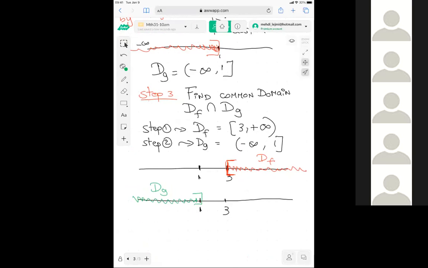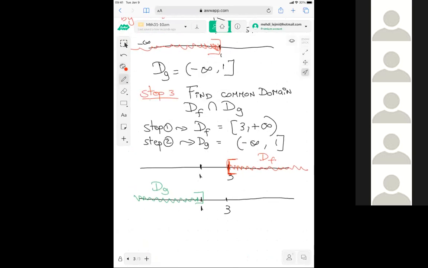Here's my DF, the domain of F, and of course the green interval would be the domain of G. Is there an intersection between the green interval and the red interval? Is there anything common between these two domains? There's nothing in common, right? No intersection here, nothing.